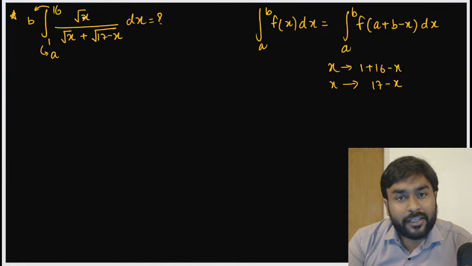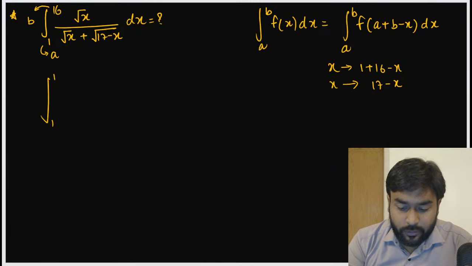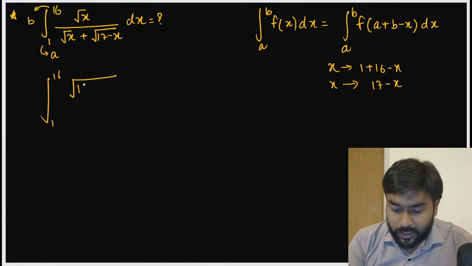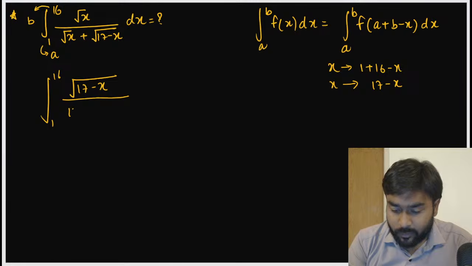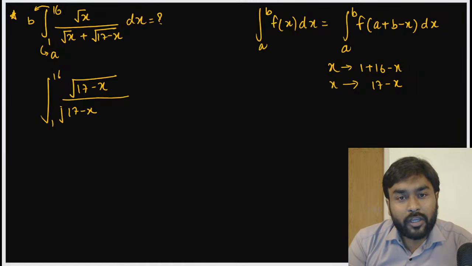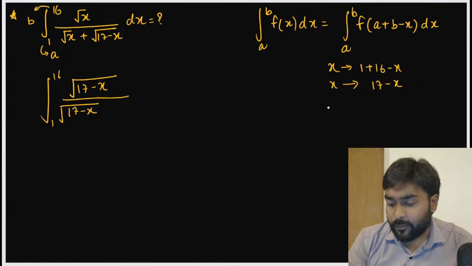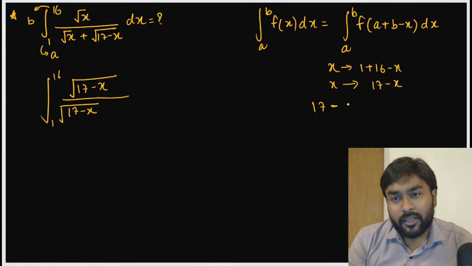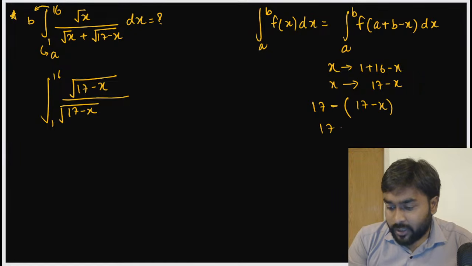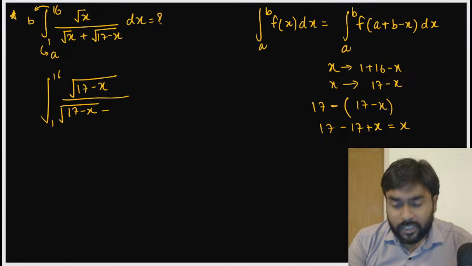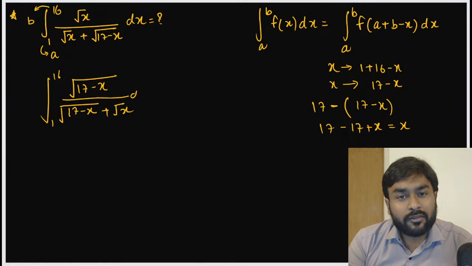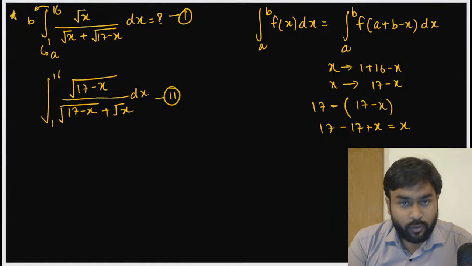So if I write it, it will be 1 to 16, and 17 minus x will come in the numerator, and in the denominator also we write root of 17 minus x. Then inside the root, 17 minus (17 minus x) is 17 minus 17 plus x, so finally it will become x. So we write under root x dx. This will be our equation number 1 and this will be our equation number 2.